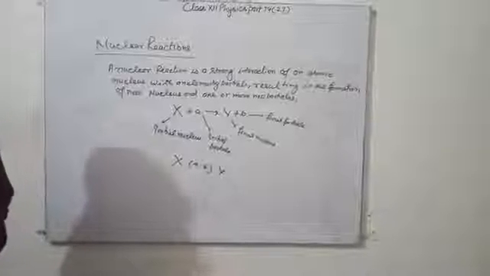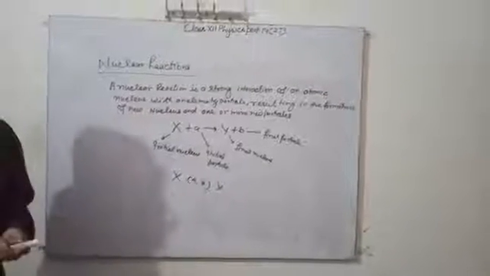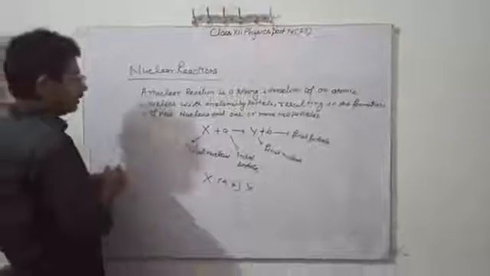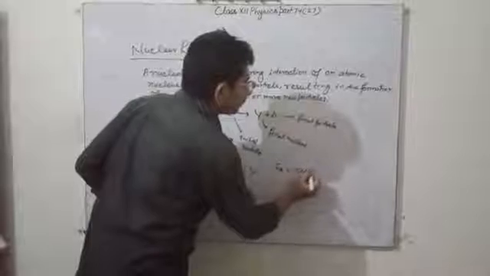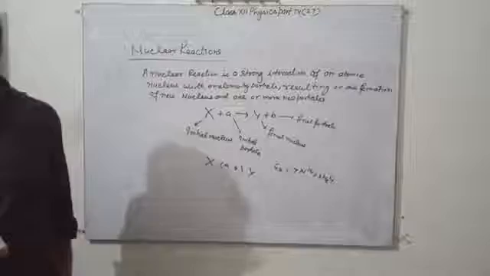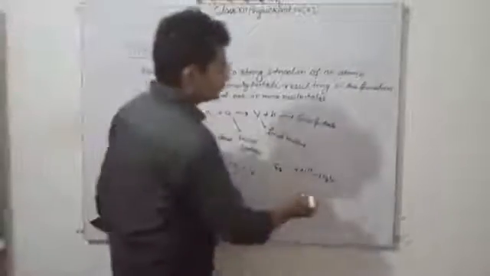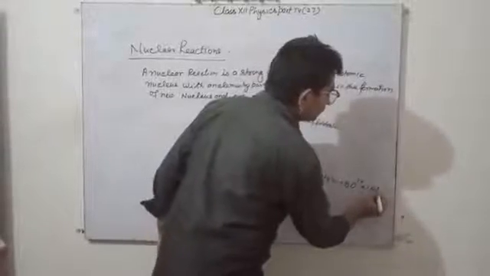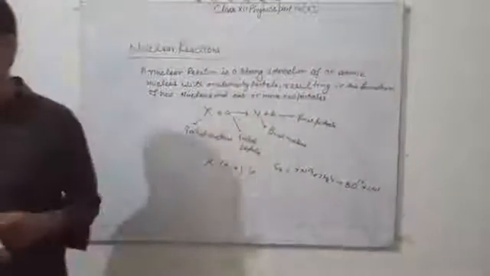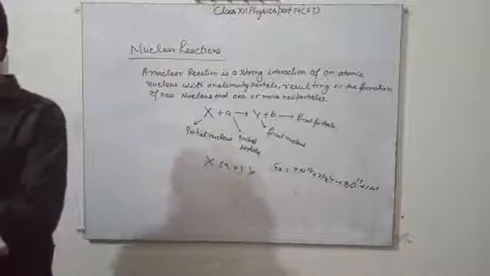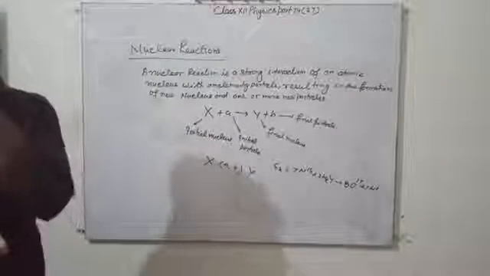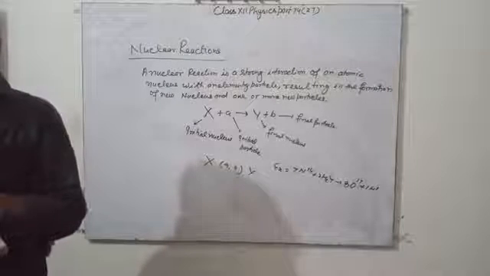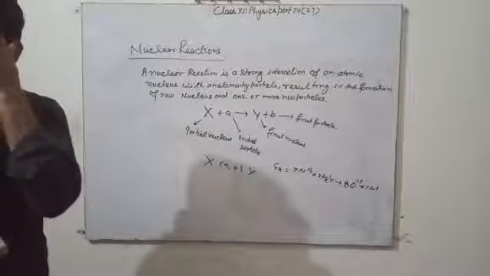For example, 7N14 plus 2He4 gives 8O17 plus 1H1. Now please complete all the nuclear reactions as given in the table in your book, and all the numericals in the exercise and examples.